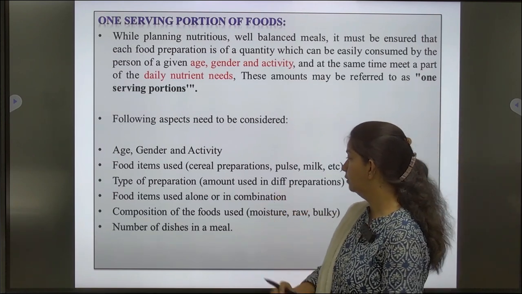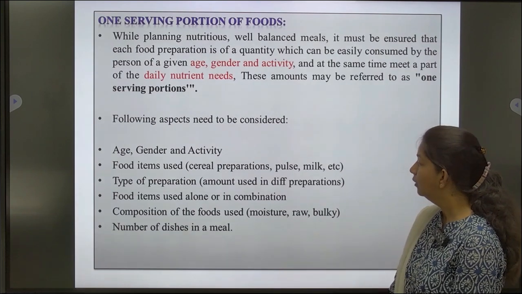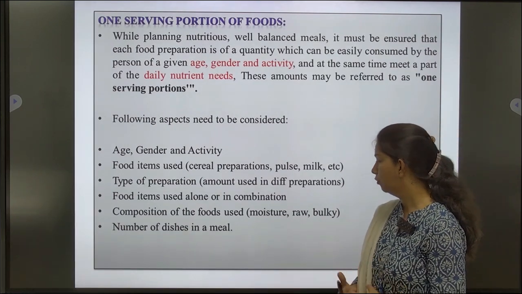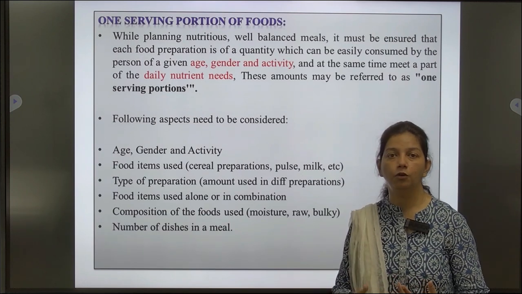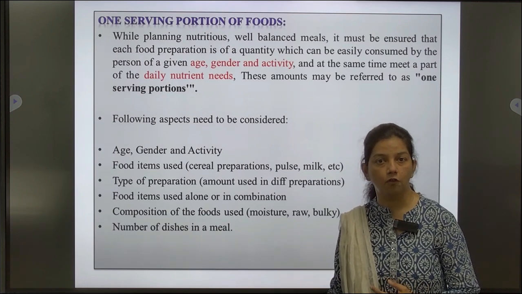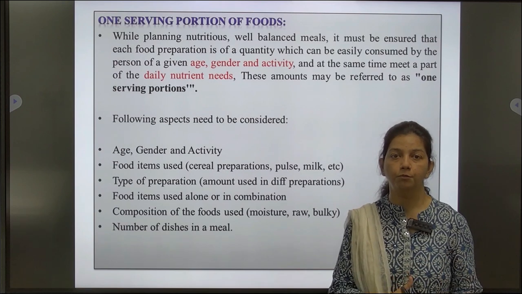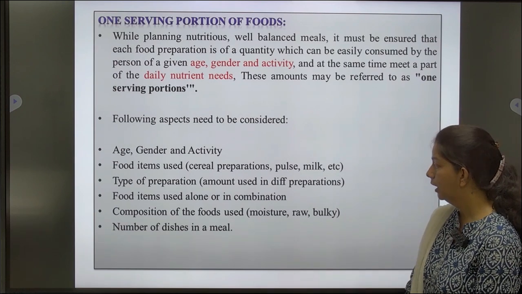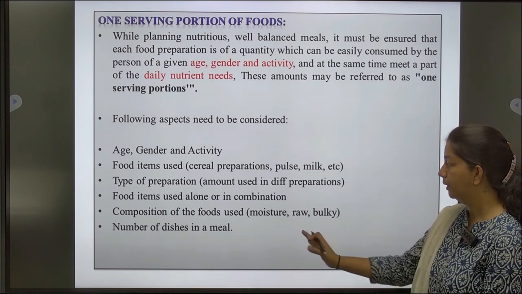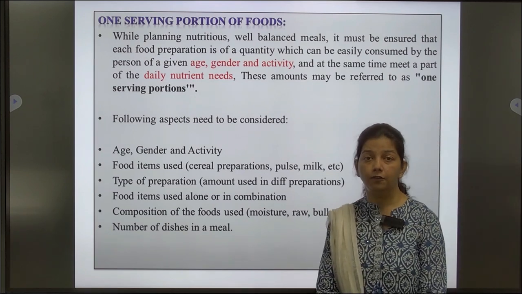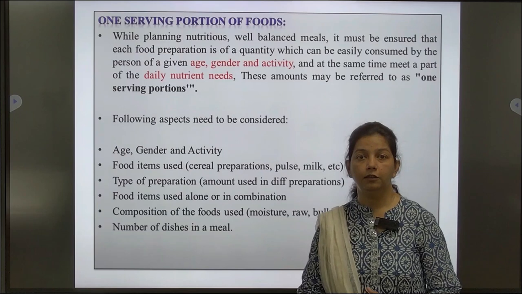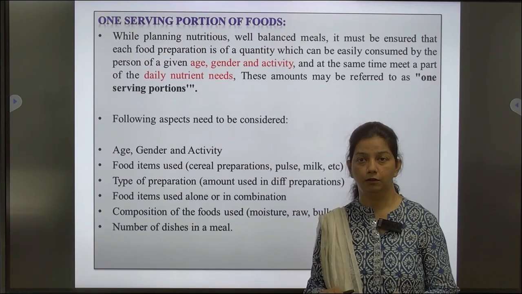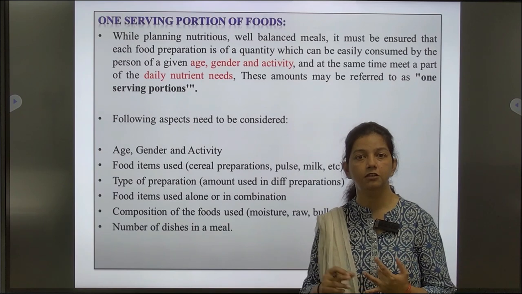Consider the combination of food items and the composition of food used. Like, are we using raw, moist or cooked? The serving size of raw is different. The serving size of a cooked meal is different. So always consider the composition of food and the number of dishes prepared in a meal. Like if a meal contains more than 4 or 5 dishes, then the nutrient composition, the one serving, is different.